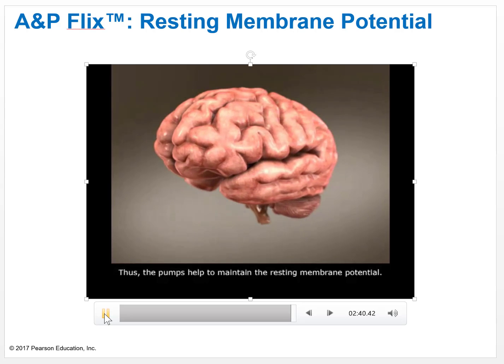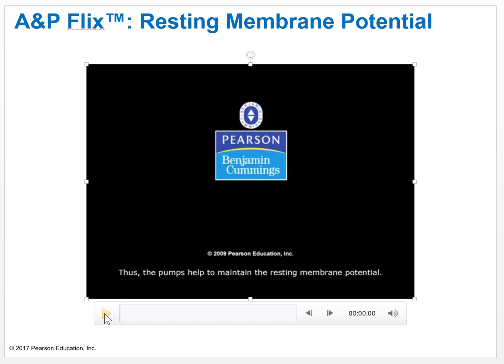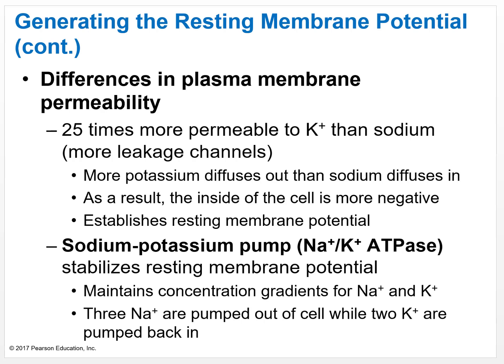All right. So with those two pieces of information about the just open leaky channels and then those gated channels, that is how we maintain the resting membrane potential. Difference is those leaky channels. First of all, you've got 25 times more permeable potassium leaky channels than the sodium. You saw those numbers, that ratio, there were a lot more. So more potassium is diffusing out than sodium can diffuse in. So more positive charges outside, guess what? It's going to result in the inside of the cell being more negative.